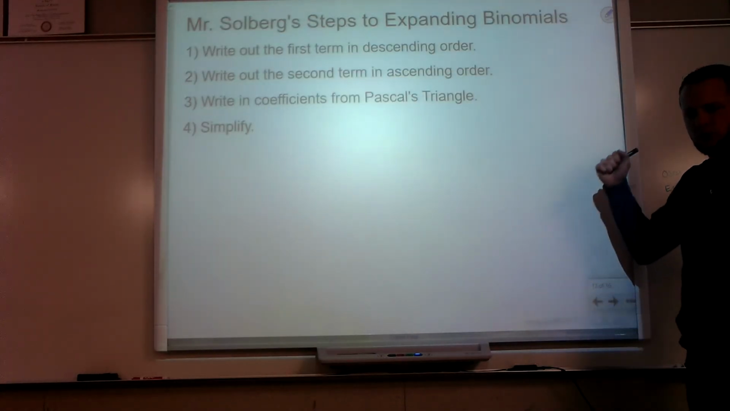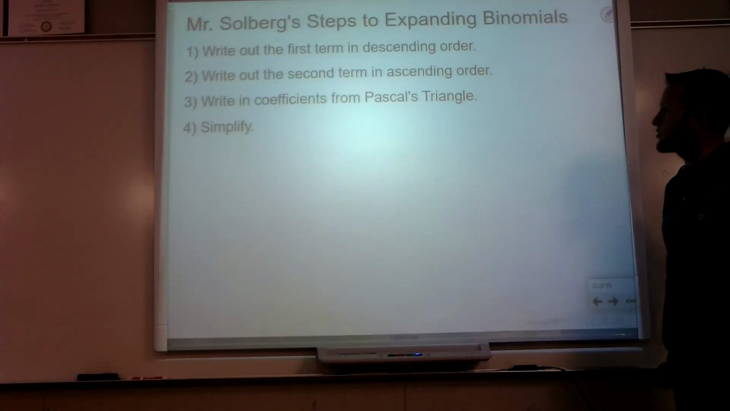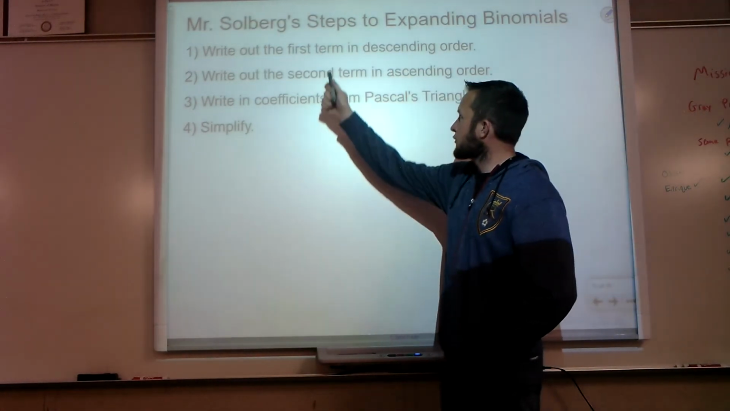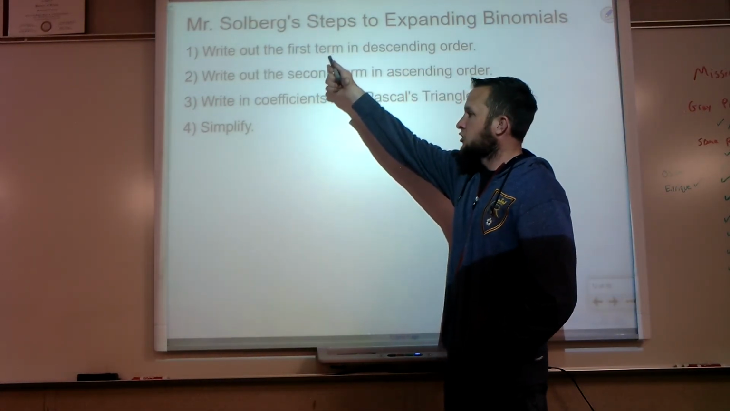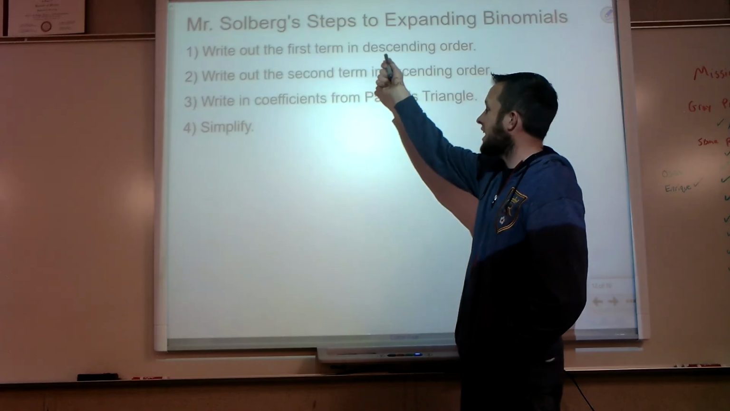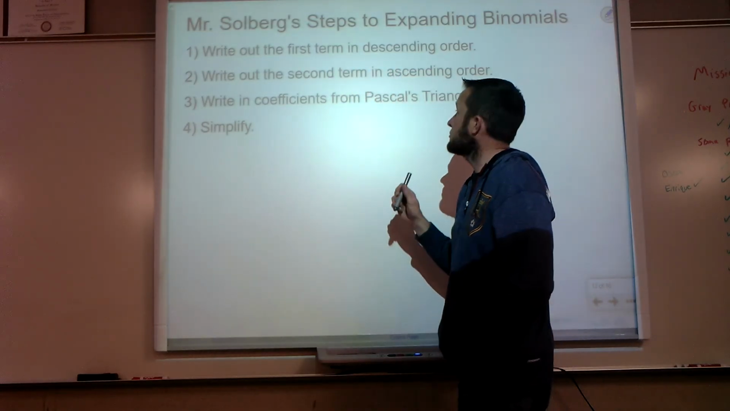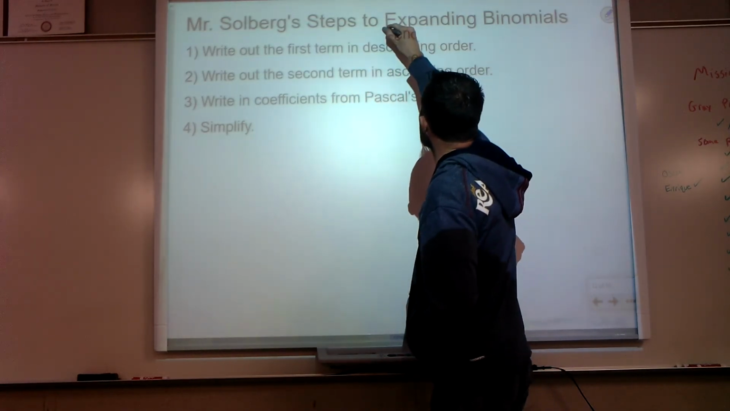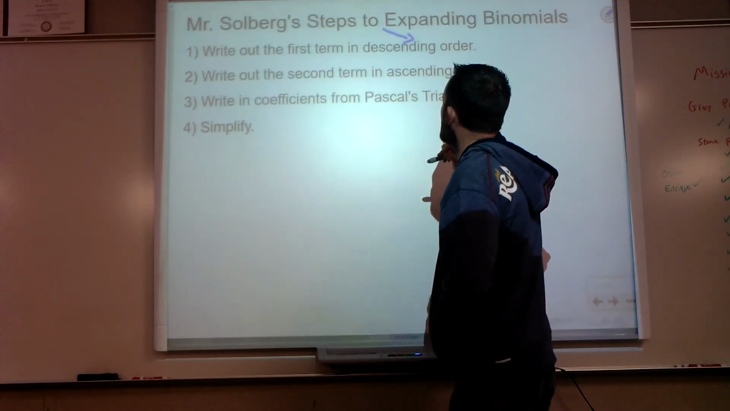Here are Mr. Solberg's steps to expanding binomials. Step 1, you're going to take the first term in the binomial and you're going to write it out in descending order. Descending means you're going high to low. Okay?